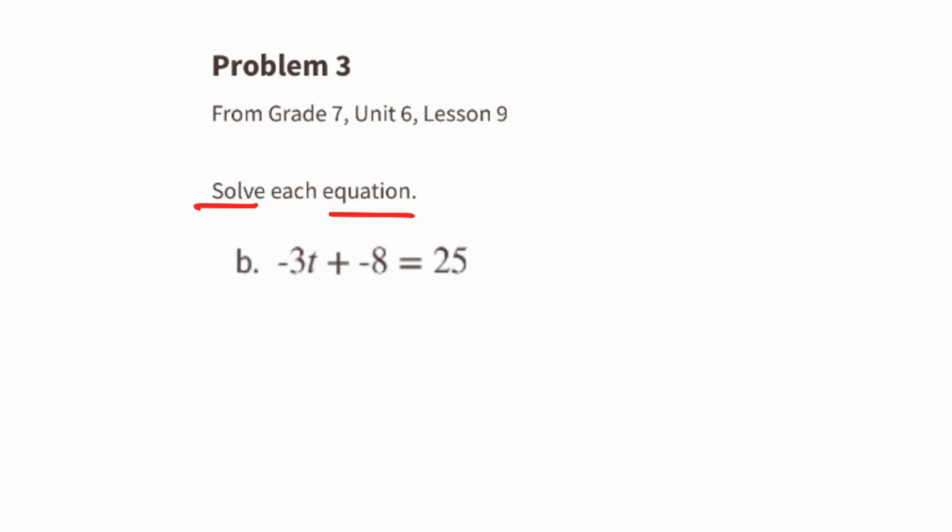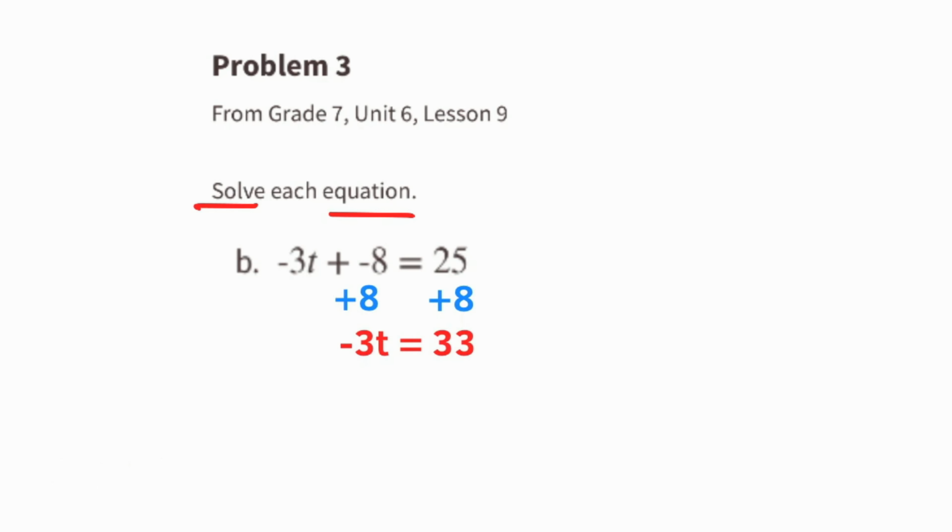B. Negative 3t plus negative 8 equals 25. I can reread this as negative 3t and negative 8 equals 25. We're solving for t, and we need to get rid of that negative 8. The opposite of a negative 8 is a positive 8. So negative 8 plus 8 equals 0. They cancel each other out, and whatever you do on one side of the equal sign, you do on the other side of the equal sign. 25 plus 8 equals 33. So now the equation reads negative 3t equals 33.